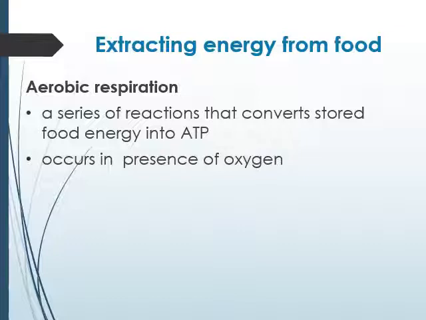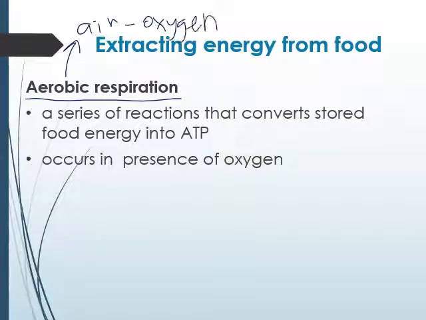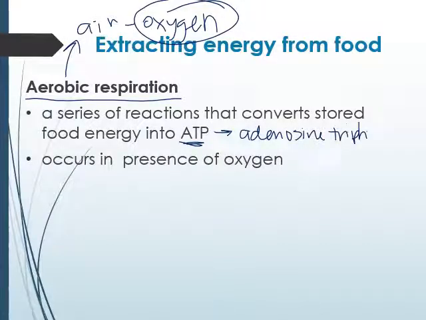And the way that we do that is through something called aerobic respiration. Okay, and aerobic means air, right, or oxygen. So to do aerobic respiration, it means that it has to be in the presence of oxygen. Okay. When we do these series of reactions, it's basically to turn the food into something usable, which is ATP. ATP is our usable energy. Again, it stands for adenosine triphosphate. You don't really need to memorize that, but just so you know it.